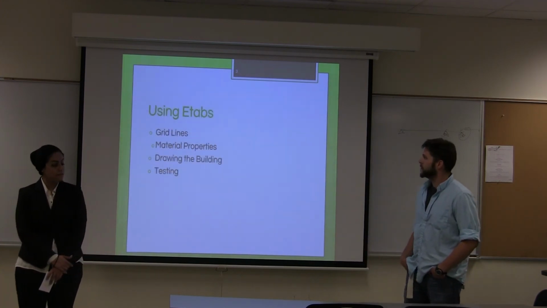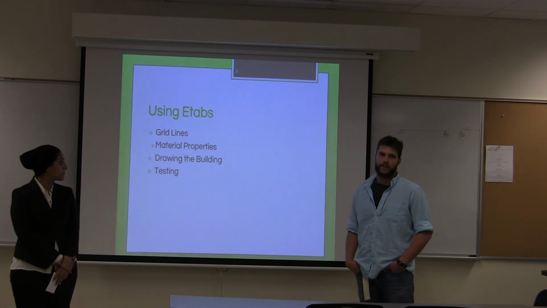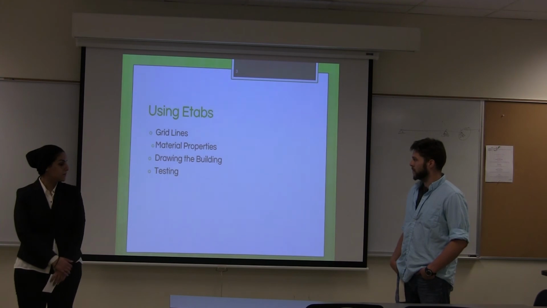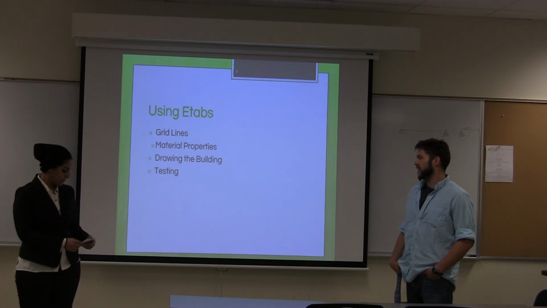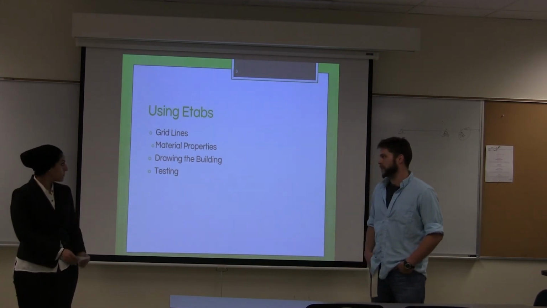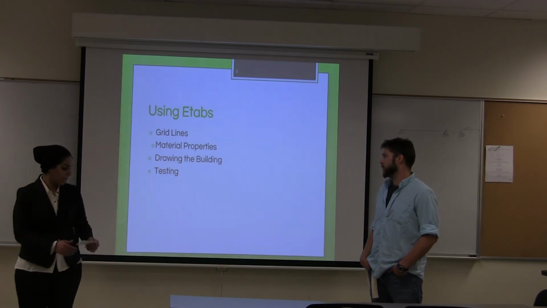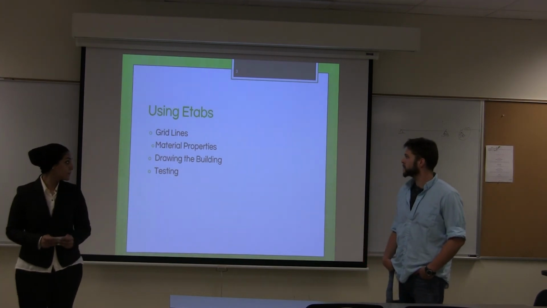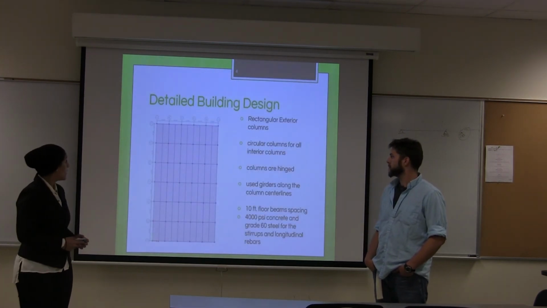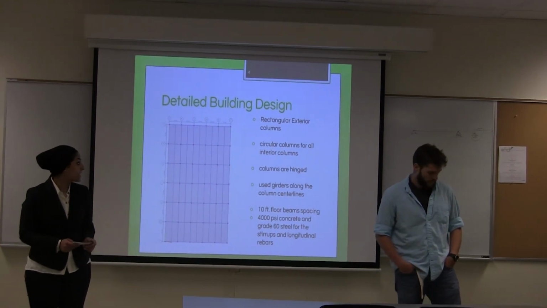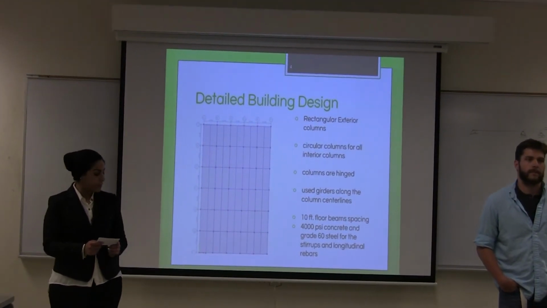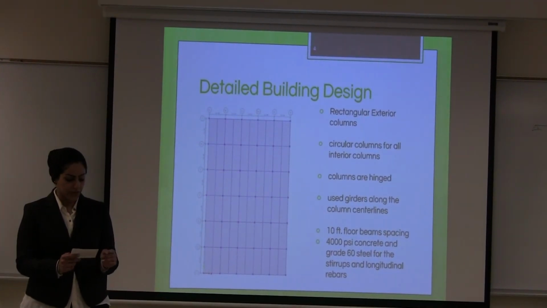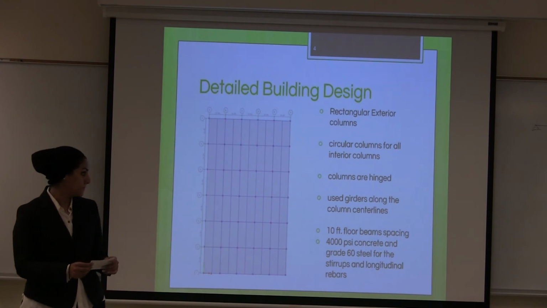To start ETABS, you have to click a new model and then define the grid lines. Define the material properties, which were given in the problem statement, then draw the building, do the testing, and then run the analysis until you get the correct beams you needed. We designed 20 different columns and 20 different beams. For the detailed building design, we have rectangular exterior columns, 10 feet floor beam spacing, 4,000 PSI concrete, grade 60 steel, and for the stairs, longitudinal rebars.